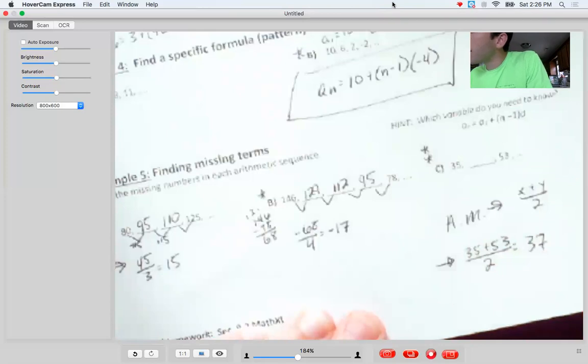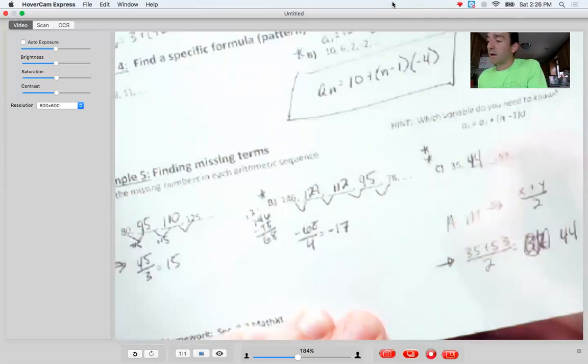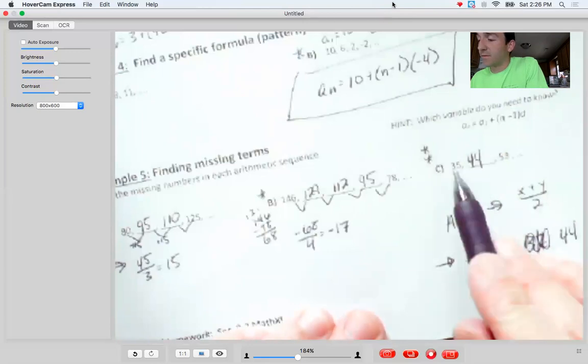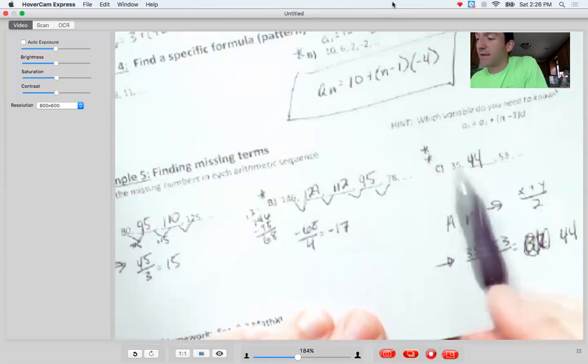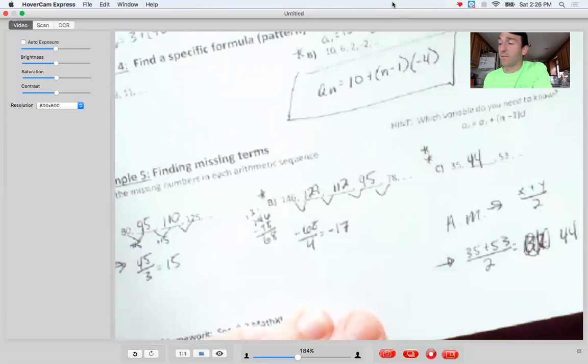Sorry, I was looking at the wrong thing. That's 88. 88 over 2, which is 44. So 44 would do the trick. Now, if I had done 53 minus 35 to get 18 and divided that by 2, I would get that I'm 9 away, so 35 plus 9 is 44. So you can do it that way too.